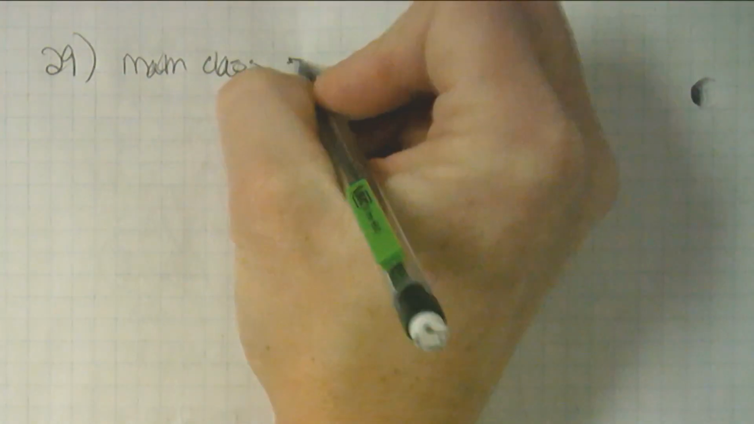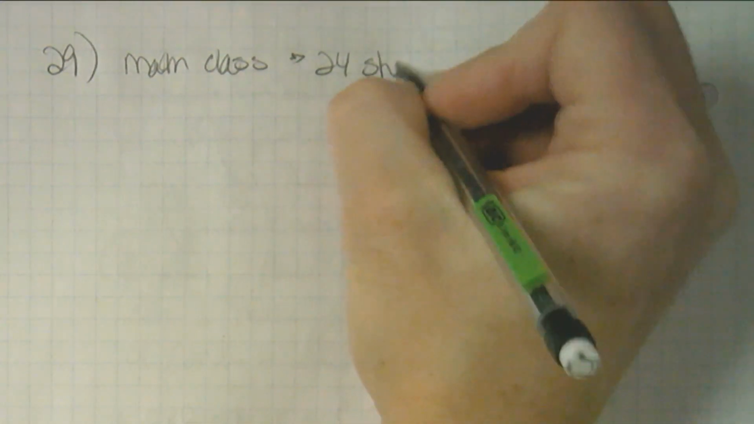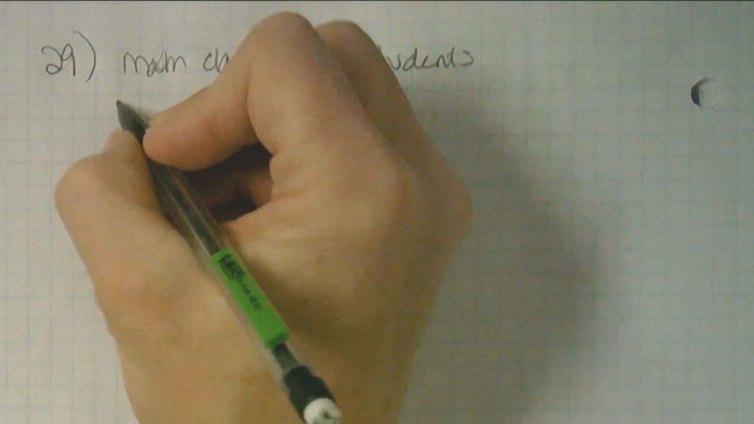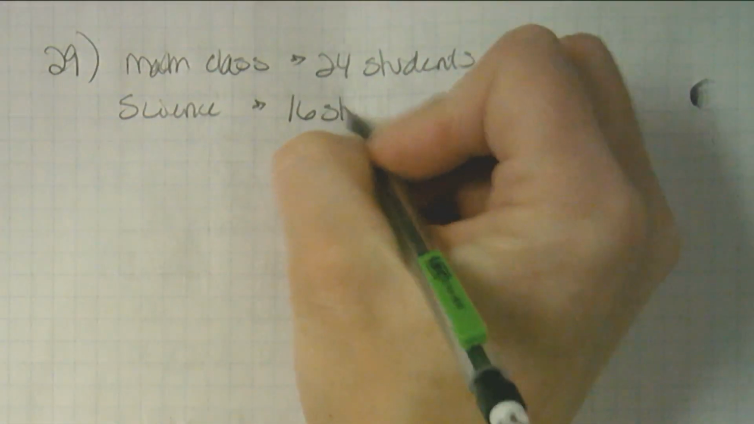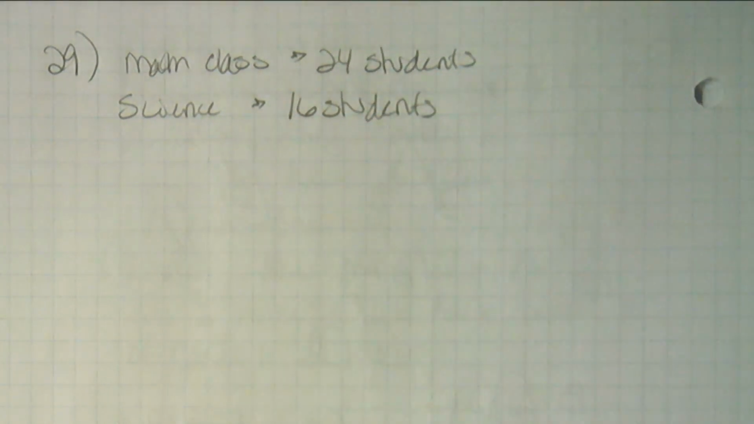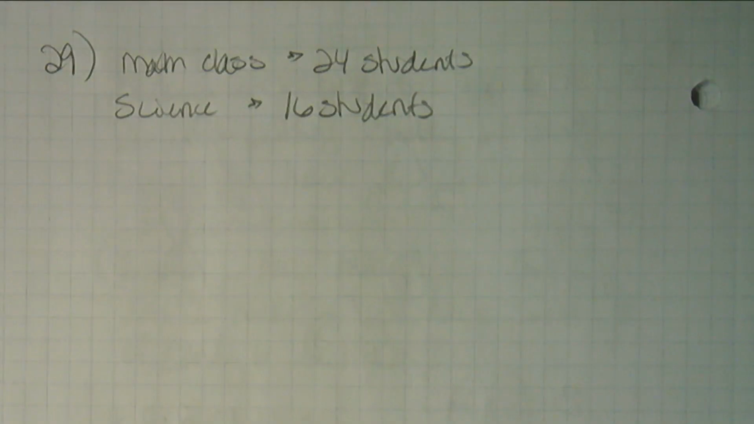of classes. We have math class, and they have 24 students. And we have science, and science has 16 students. Now, here's the thing. Because there are two different total amounts, we don't have a situation where we have one amount that we're dealing with.